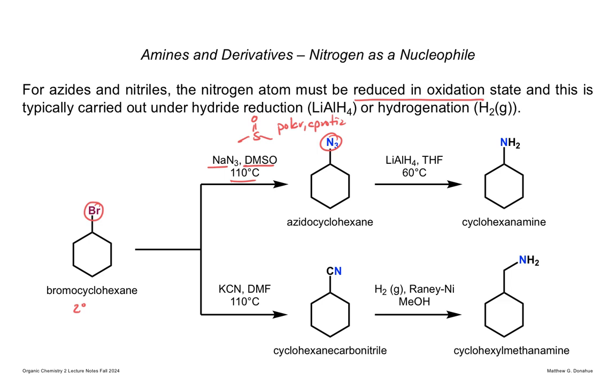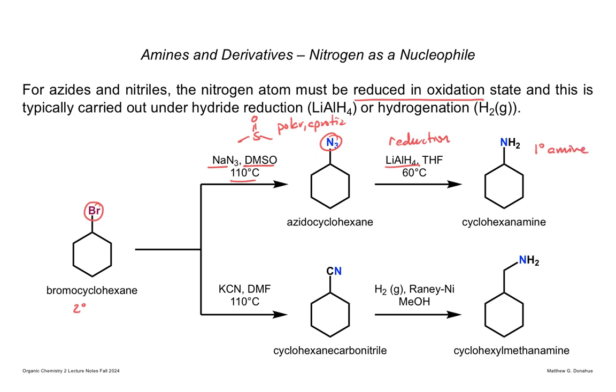Now, if we want to get to the amine, we have to do a second step, which is a reduction. We can use lithium aluminum hydride for that in THF. And now we're ending up with cyclohexanamine, which is a primary amine.